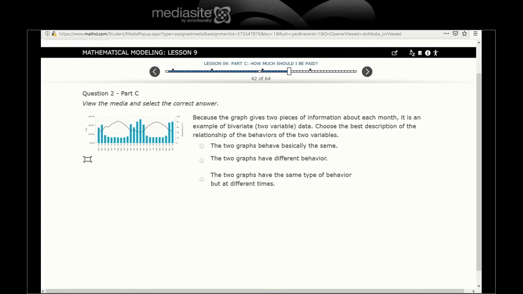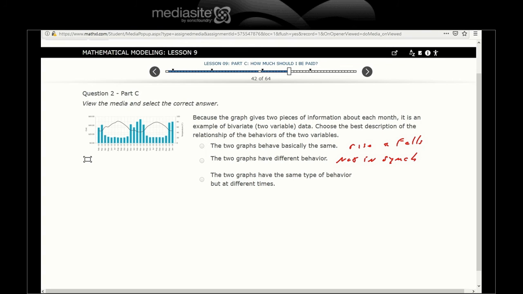Because the graph gives two pieces of information, it is an example of a bivariate. Choose the best description of the relationship of the behaviors. The two graphs have basically the same behavior. Yeah, it rises and falls. Two graphs have different behaviors. Yeah, not in sync.